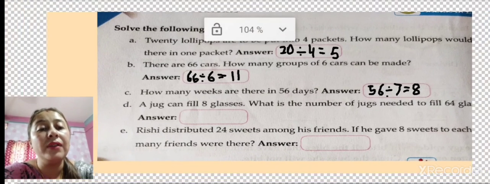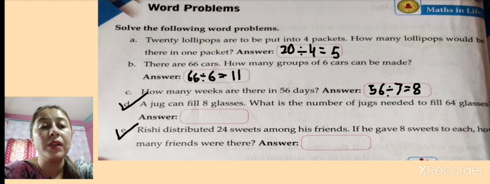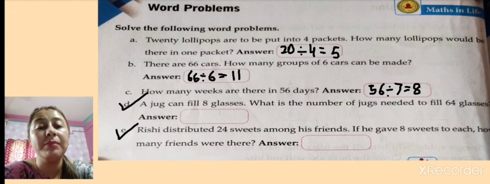Okay. Now number D and number E is your homework. Okay, you will do number D and number E by yourself.